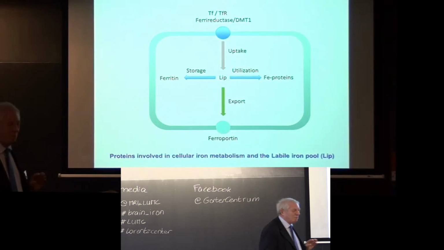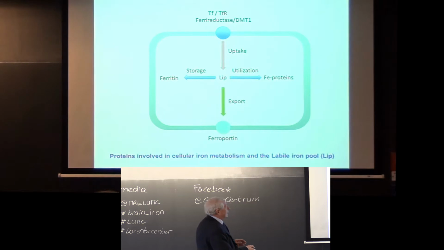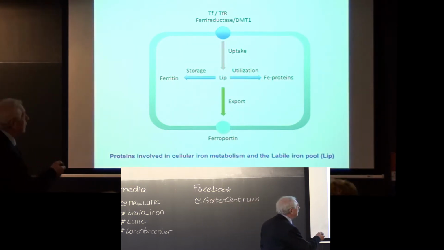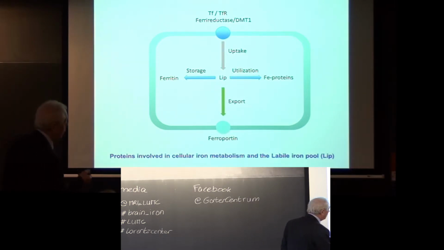The easiest one to remember, which is there's the least amount of garbage around. So iron is taken up by most cells via a mechanism that involves transferrin, the transferrin receptor. It also requires a ferroreductase and a divalent metal transporter.